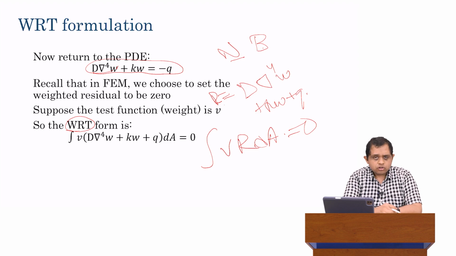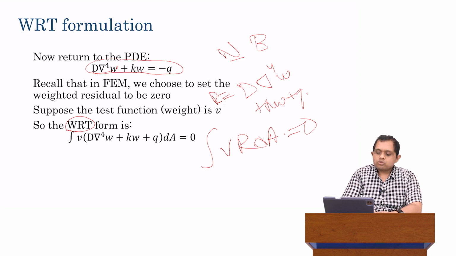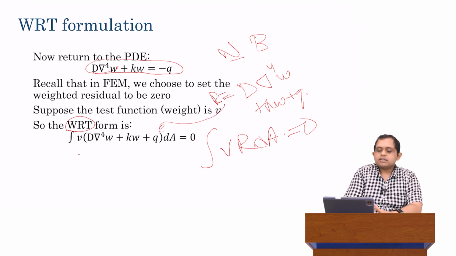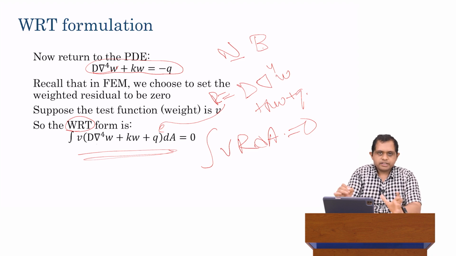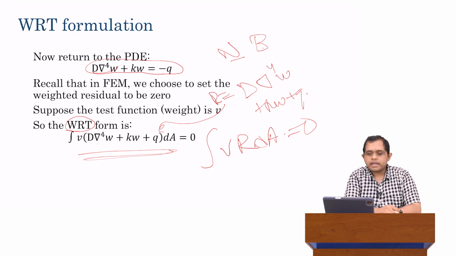So our error, or our residual, is not 0, but the weighted residual throughout the whole domain is 0. That is what we would like in the finite element method. So now if I substitute R into the equation, then this is my weighted residual formulation: the integral of V times the whole thing, D ∇⁴w plus kw plus q, integrated with respect to A, which is the area, is equal to 0.